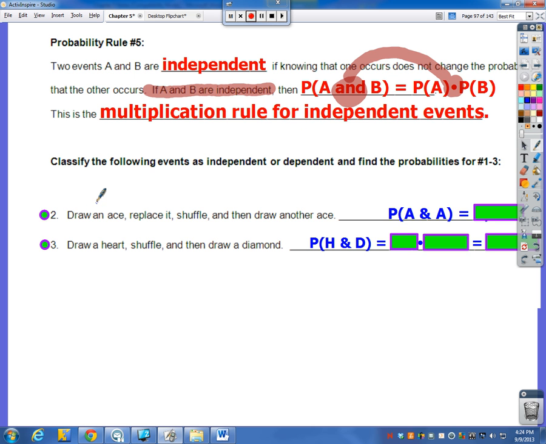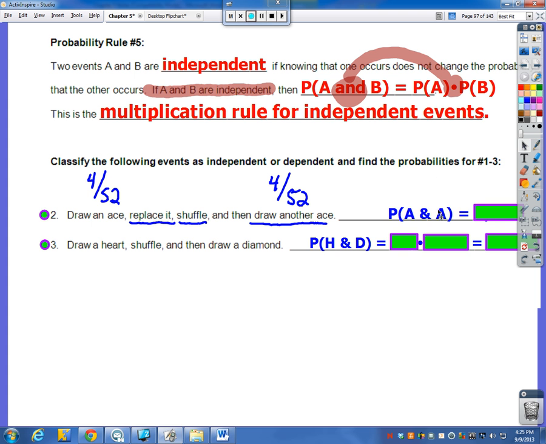Well, drawing the first ace has a 4 in 52 chance. There's 4 aces out of 52 cards altogether. So whenever I draw that ace, there's 3 left in the deck. But notice here, I said I'm going to put it back in and then reshuffle and then draw another ace. Well, what's the probability that I draw another ace when I put the first one back in? Well, there's still 4 out of 52 chances that I'm going to pull another ace, because I could re-pull the same exact ace. The first time I could have pulled an ace of hearts, and the second time I could have pulled again the ace of hearts.